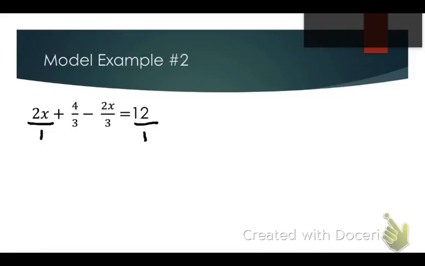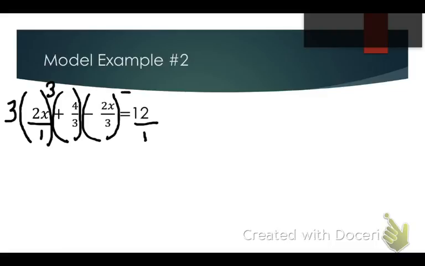Okay, so here I go. I have a 1, a 3, a 3, and a 1. So I'm going to multiply every single term by 3. Never want to lose a fraction. Never want to lose a negative. Okay, nothing cancels here. So 3 times 2 is 6x.